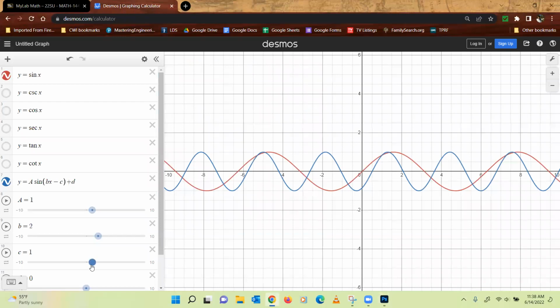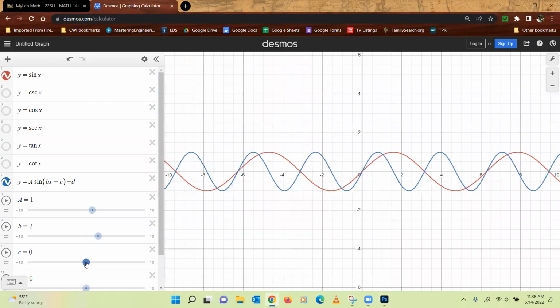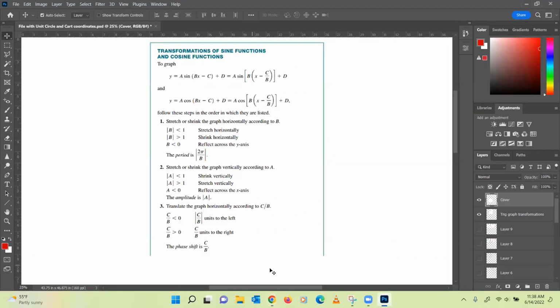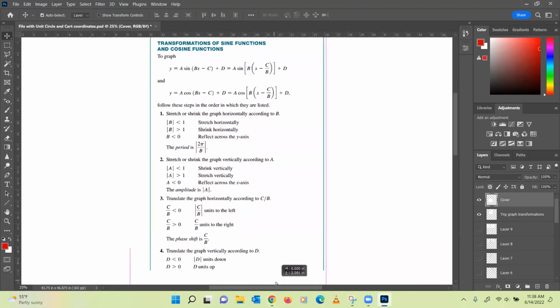Again, I'll come back to this slider, and I'm looking at C, which is the phase shift. And I went from 0 up to 1. I really only moved on the x-axis over 1/2. And that's because B was not 1. So keep that in mind. Your phase shift is C over B.